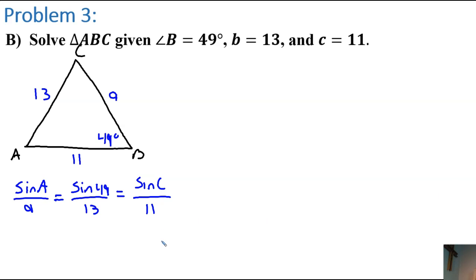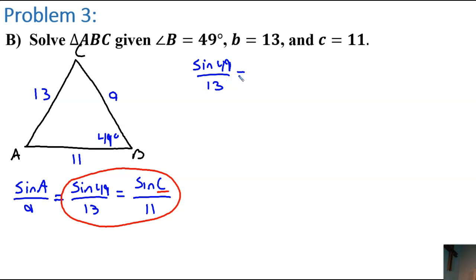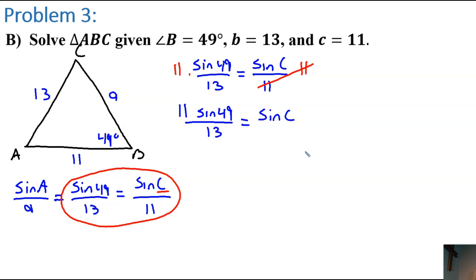Okay, as far as what equation can I set up that actually gives me a single variable, we're going to be using the B to solve for the C this time. And the first thing we solve for is that angle C. So let's set that up. We can say that sine of 49 over 13 is equal to sine of big C over 11. Okay, I want to get that sine of C by itself first, so I'm going to multiply both sides of this equation by 11. That gives us 11 sine 49 over 13 is equal to sine of C.